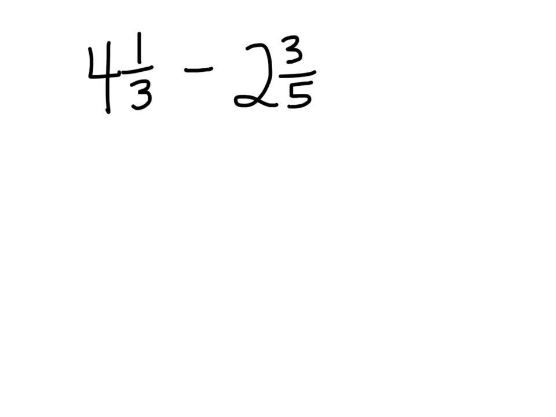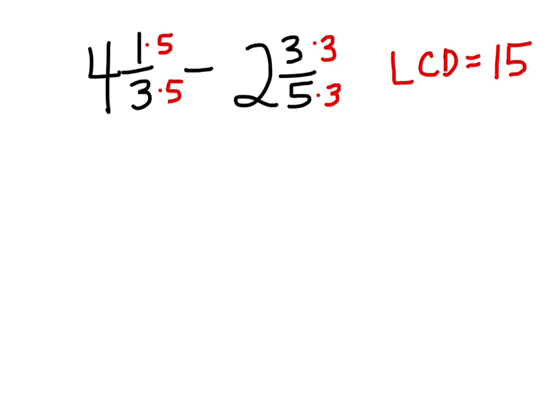So anytime we are subtracting two fractions, we need to once again find the least common denominator, which in this case, we are looking at the two denominators of 3 and 5. Their least common multiple is 15. So we are going to scale up the first fraction by multiplying by 5, because 3 times 5 will give us 15. And we are going to scale up the second fraction by 3, because 5 times 3 will give us 15. So then once again, we have the least common denominator of 15.